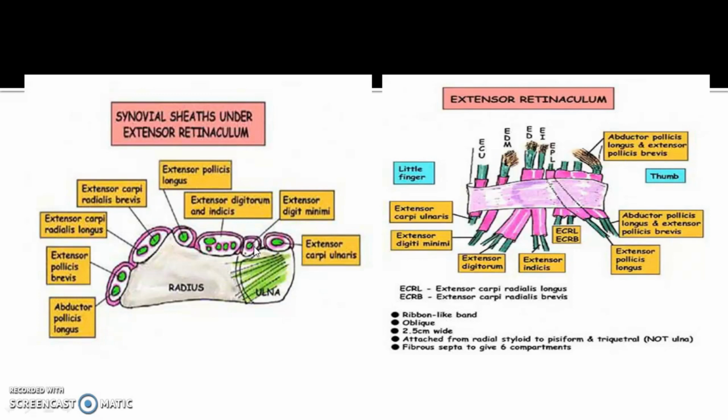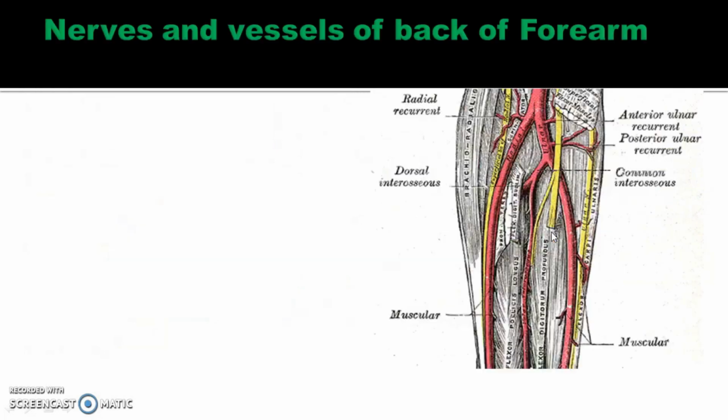And then we will be having fifth compartment transmitting again 1 tendon, that is extensor digiti minimi. In the sixth compartment we will be having extensor carpi ulnaris tendon. So here also you can make out those structures clearly.